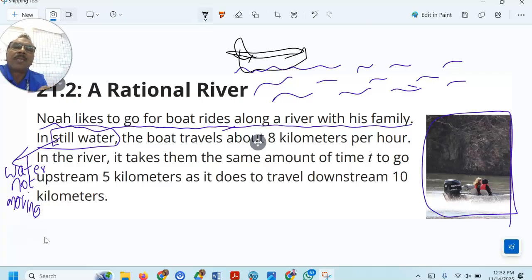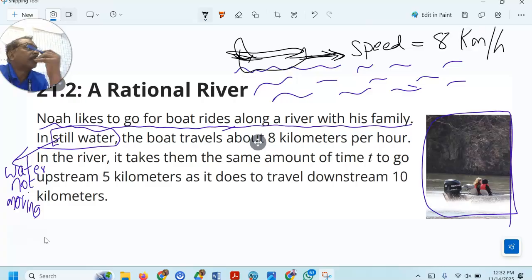Okay, so this boat rides at a speed. So the speed of the boat is given. The boat speed in still water is 8 kilometers per hour. So 8 kilometers per hour, and now the problem is based on this data.